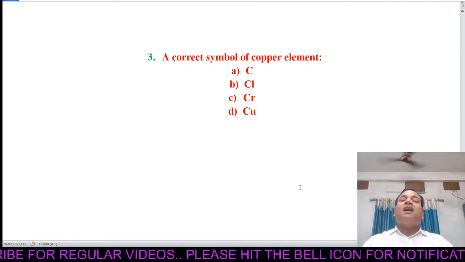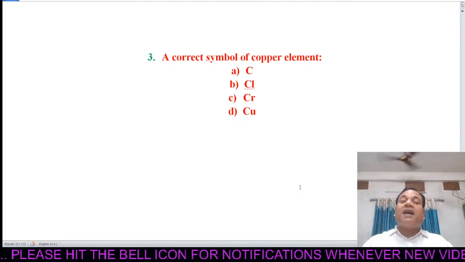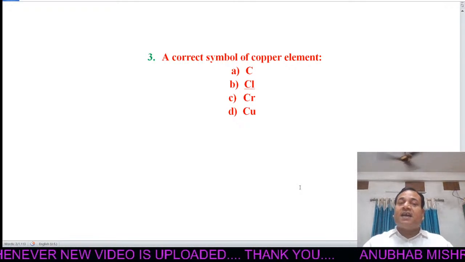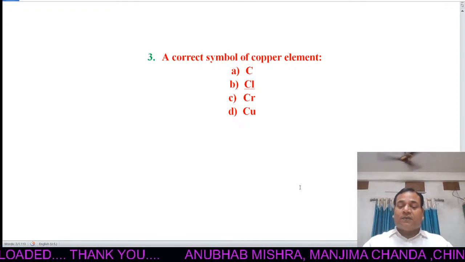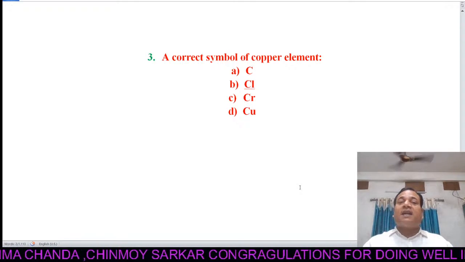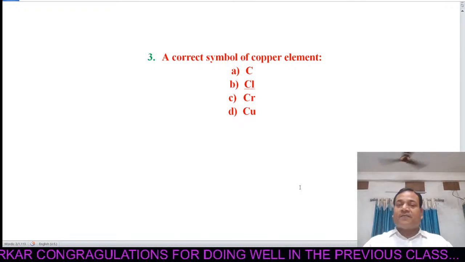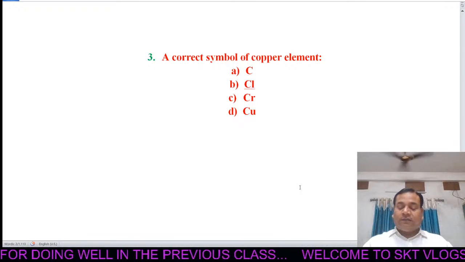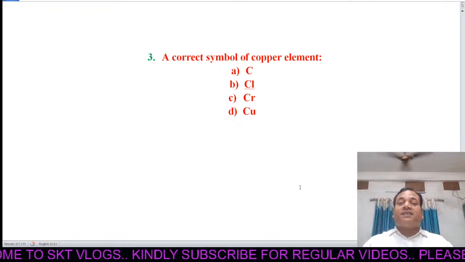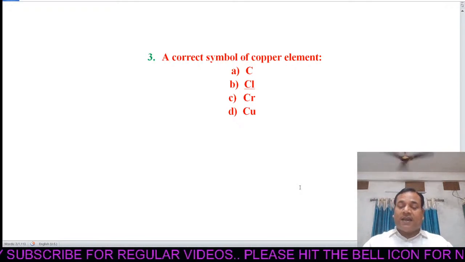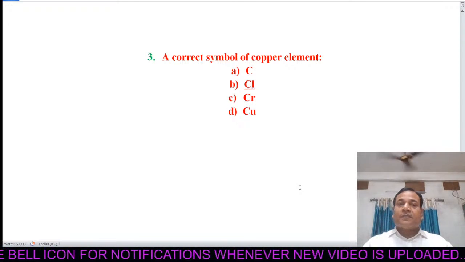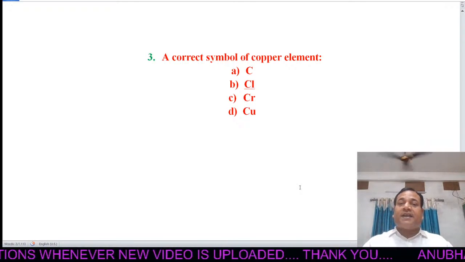Question number 3. A correct symbol of copper element is what? A, C; B, Cl; C, Cr; D, Cu. What will be the correct answer? A correct symbol of copper element. You have 4 options on your screen. Within 30 seconds, you'll have to reply.